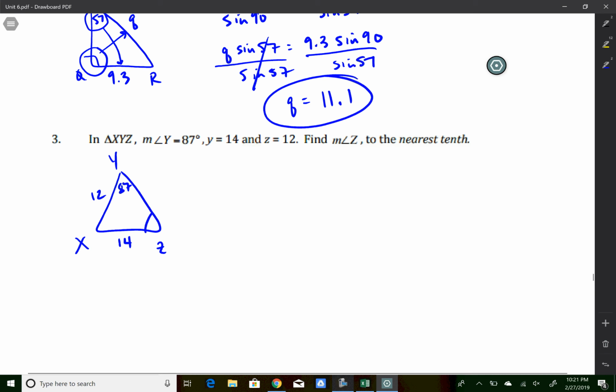So we have our matching pairs. I have 12 divided by the sine of Z, and I have 14 divided by the sine of 87. Same idea, but our variable's in a different spot now. So we just got to do a little bit more thinking once we start solving this, right?